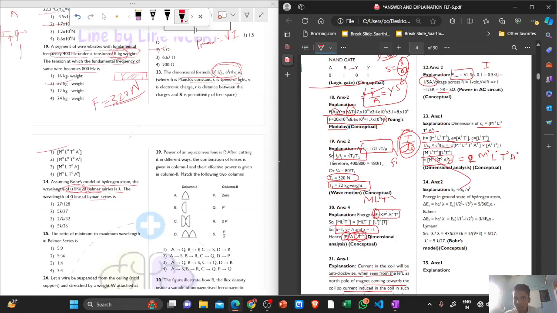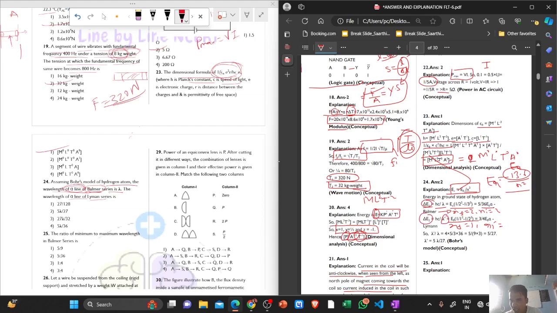Okay, now looking at this, you can see the energy is proportional to 1 over n squared. You can write the change in energy for the case of Balmer by putting the values: n final equals 3 and n initial equals 2. In the case of Lyman, n final equals 2 and n initial equals 1. Then calculate delta E1 and delta E2.